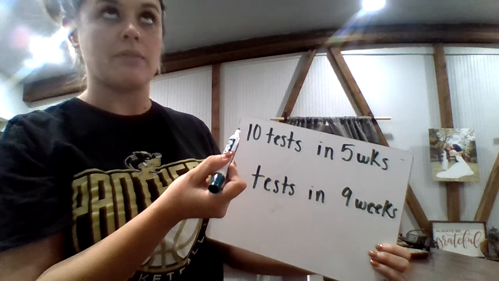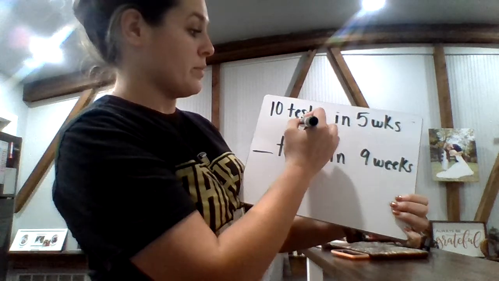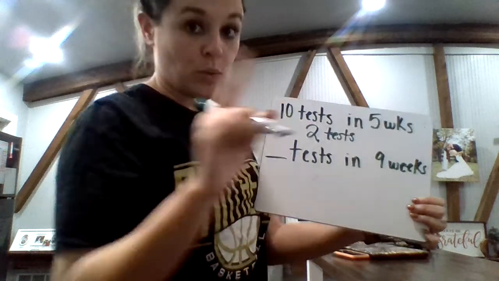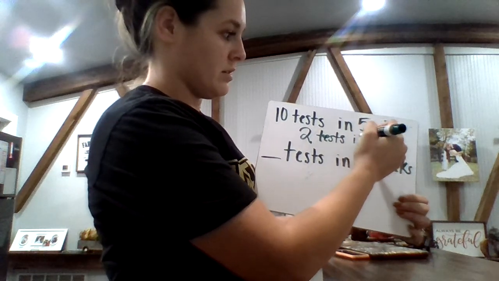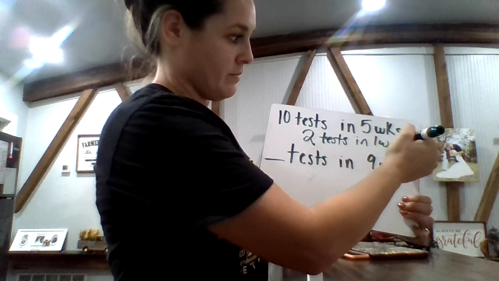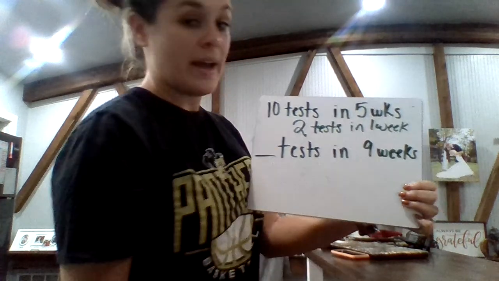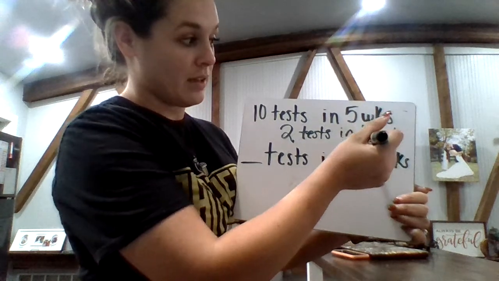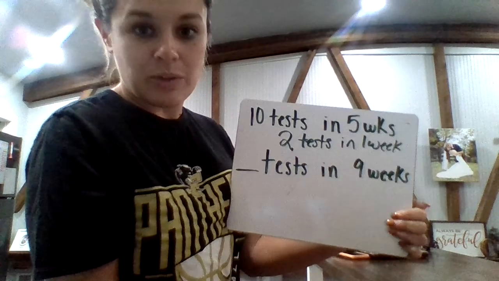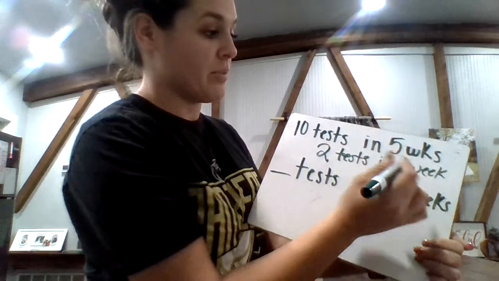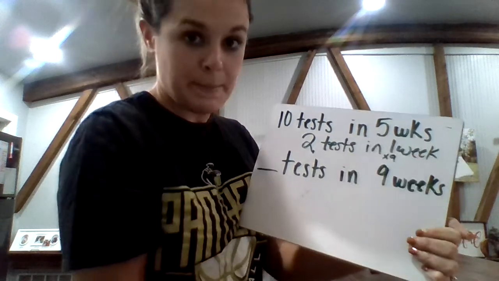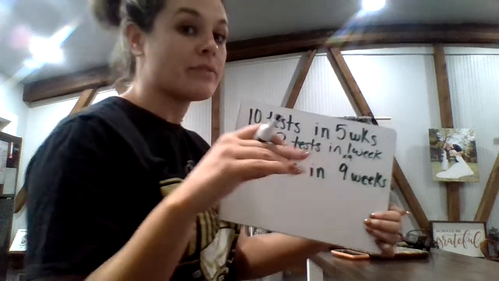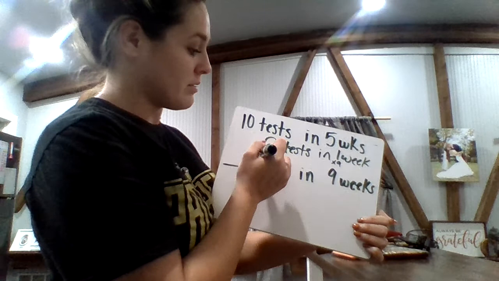10 divided by 5 is 2. So it would be 2 tests per 1 week or per week. So now that we know the rate, 2 tests in 1 week, we can get 1 to 9, right? How do we get 1 to 9? We're going to multiply it by 9, right? Whatever we do to one side, like we did with our fractions before, we have to do to the other. So times 9.